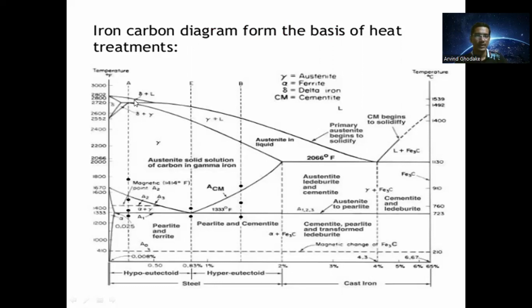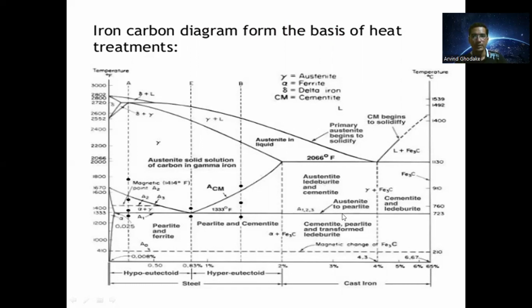Here the phase is delta plus liquid. Here the phase is delta plus austenite. This region is austenite. Then this region is austenite plus liquid, that is austenite in liquid. Here ledeburite and not ledeburite. Here it is liquid and cementite. Then this is a liquid phase. Then this is austenite and cementite, that is called ledeburite. So it is austenitic ledeburite and cementite.